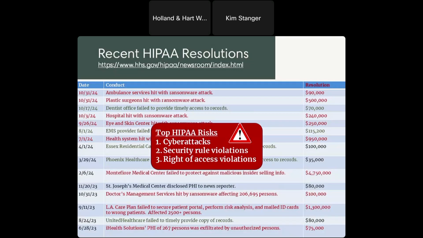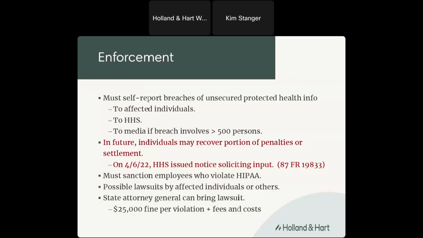We'll talk about that a little bit later, but the government has a right of access initiative where they're going after people for HIPAA right of access violations. Now, those aren't the only ways that there's enforcement. You also have to self-report violations under the breach notification rule. So you're wondering how the government would ever catch you? Well, one reason is you've got to self-report.